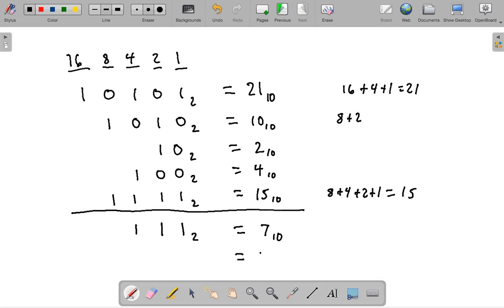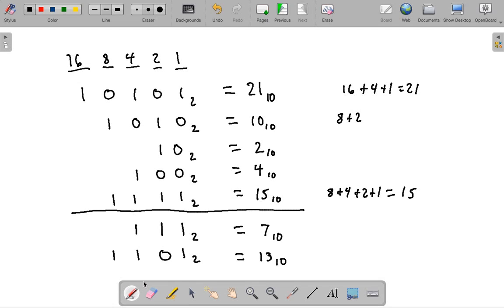How about 13 base 10? So no 16, I need an 8. I need a 4, that's 12, plus 2 would be too much, so plus 1. So 1, 1, 0, 1 base 2 would be 13 base 10.